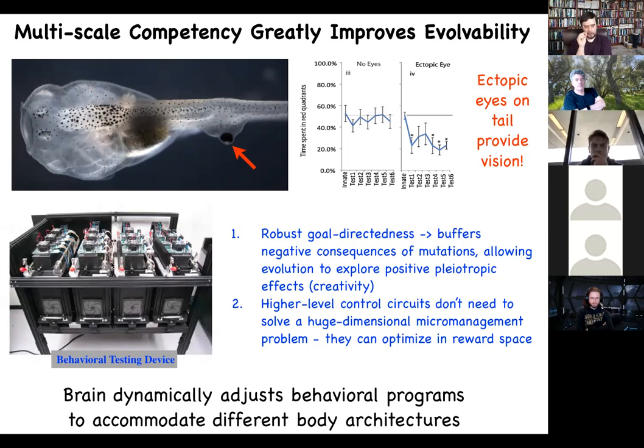Instead of evolving specific solutions to specific problems, what we evolve is a kind of multi-scale competency architecture where all the parts are competent to get various things accomplished in their own space, and that allows you to solve problems you have not seen before. It means that this kind of robust goal directness buffers the negative consequences of mutations. Because if you have a mutation that's useful, but it puts the eye somewhere else, no problem. Things still work. You don't have a dead embryo, and it means that the higher level control circuits don't need to solve this immensely difficult high dimensional micromanagement problem. Instead, what they do is they bend the reward space for the subunits that are just pursuing their local thing.